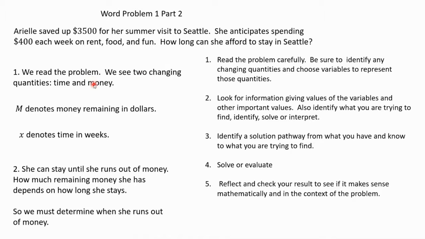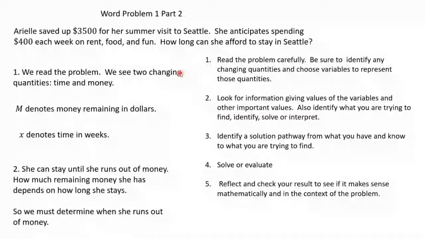So we're going to use notation for those. I'm going to let capital M be how much money she has remaining, and X is how many weeks she's been there. So X is time, but notice though that she's spending a certain amount each week. So here the unit of time is basically in weeks. That's why I put X in weeks. So that's for number one.